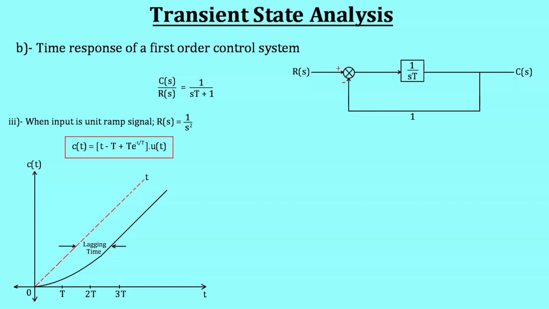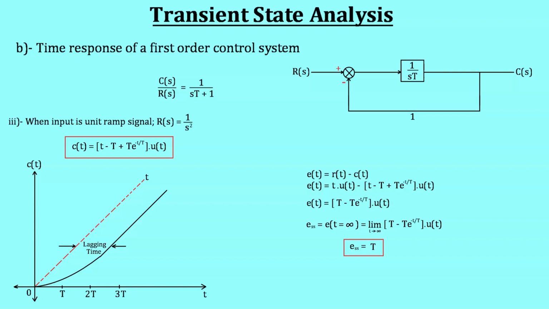Here, let us see how we can calculate the steady state error in this case. As you know, steady state error in control systems is usually the reference signal or the input signal minus the output signal. By doing that, we can find the error signal, and to find the value of steady state error, we have to put the limit when t tends to infinity. By doing so, you will find that the steady state error in this case is equal to the time constant.